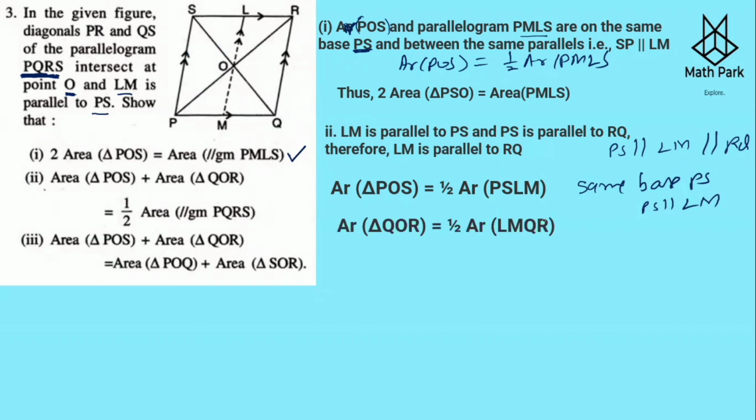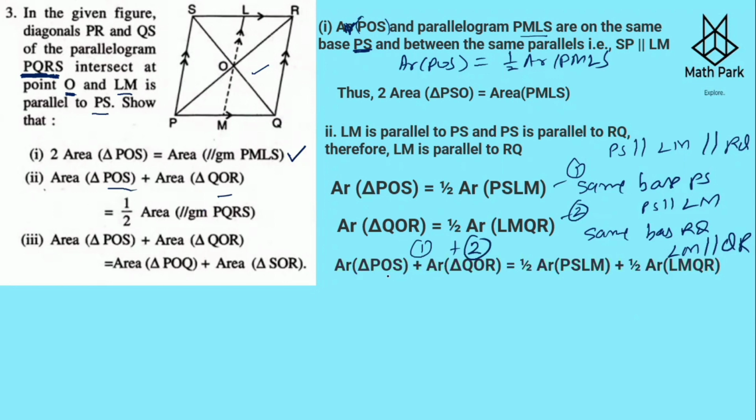Same way, triangle QOR is on the same base RQ and between the same parallels LM and QR. Therefore, area of QOR is equal to half area of parallelogram LMQR. Now, let us add these two equations. Adding equation 1 and 2, which is what is required here, POS and QOR. This is our equation number 1 and this is equation number 2. So, let us do equation 1 plus equation 2.